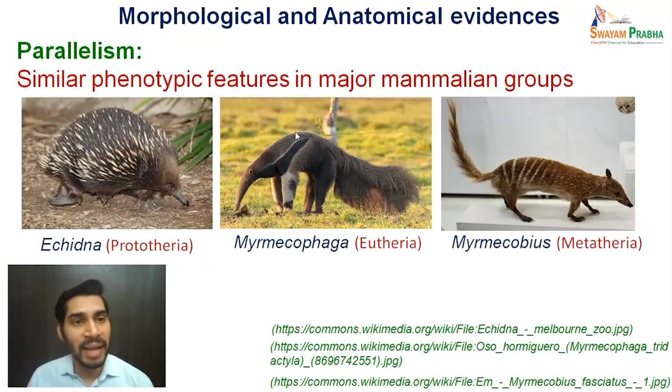Yet another example we can discuss is the similarity in the phenotypes of three different groups of class Mammalia, that is Prototheria, Eutheria and Metatheria. These are the representative examples of the three groups. And as you can see, there is similarity in terms of the claws, the snouts and the long tongue that they possess. So again, this is an example of parallel evolution.